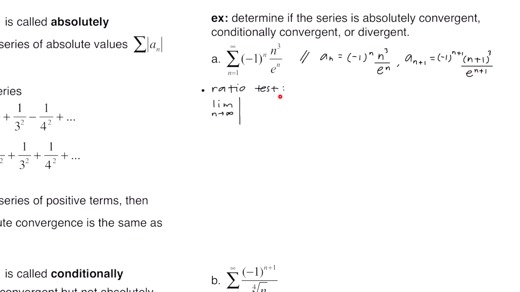To set up the ratio test, we do the limit as n goes to infinity of the absolute value of a sub n plus 1 divided by a sub n. So I have a sub n plus 1 written down.